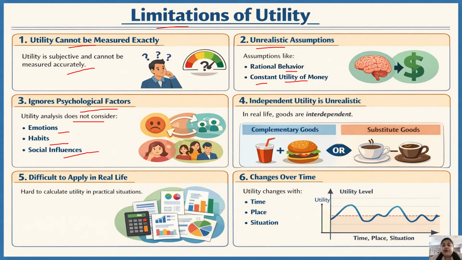In real life, goods are interdependent, for example complementary goods and substitute goods. So we cannot say that independent utility is realistic. The next is that it is difficult to apply in real life situations. It is hard to calculate utility in practical situations because it cannot be measured in cardinal numbers. The next is that it changes over time. As you know, consumer preferences, tastes, place and situations change over time, so we cannot measure utility in practical life situations.